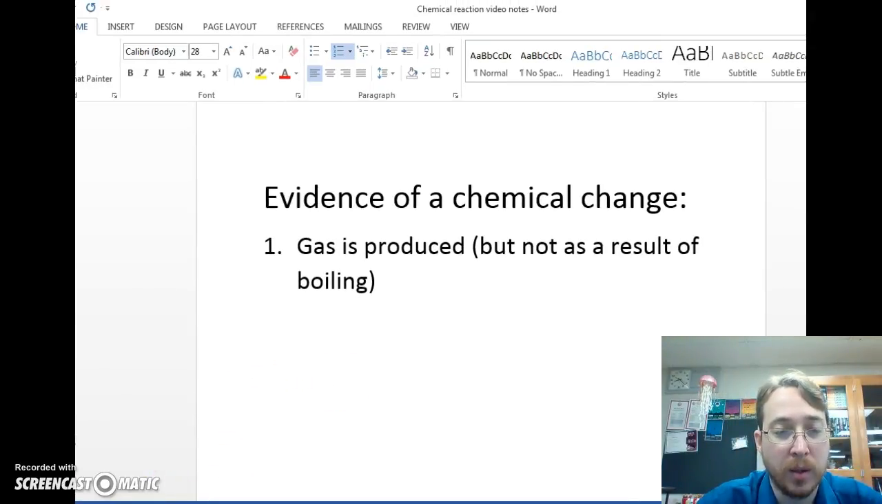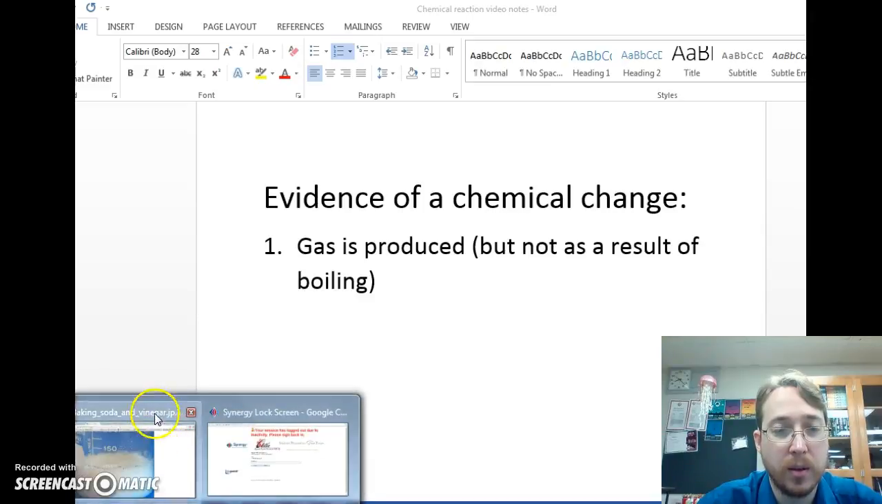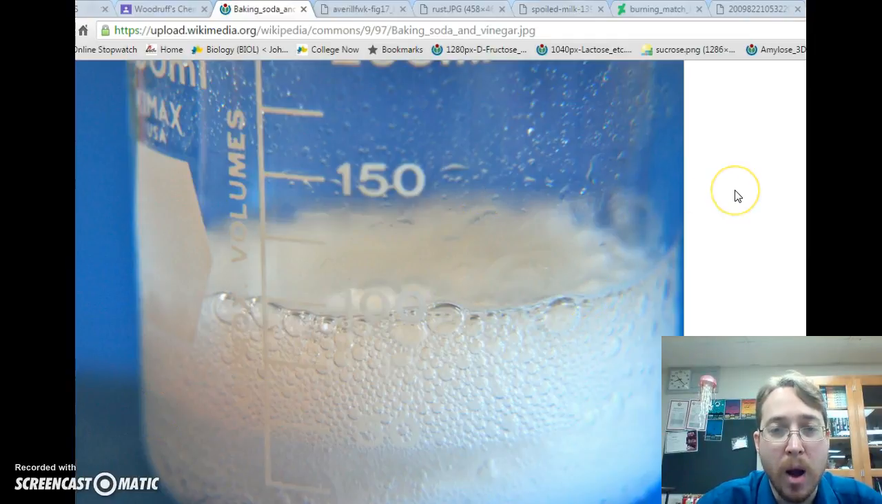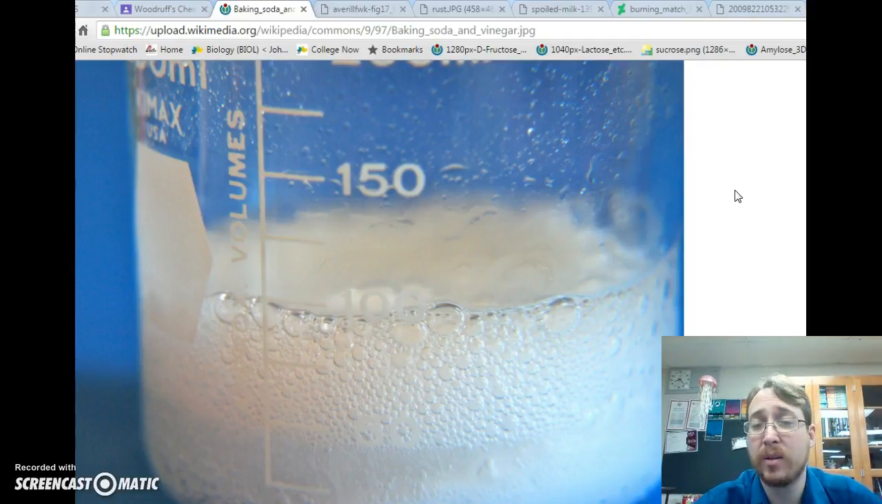That might look something like this right here. A popular example of this is baking soda and vinegar. If you mix baking soda and vinegar, it will make carbon dioxide, and you can see all of those carbon dioxide bubbles as those chemicals mix.